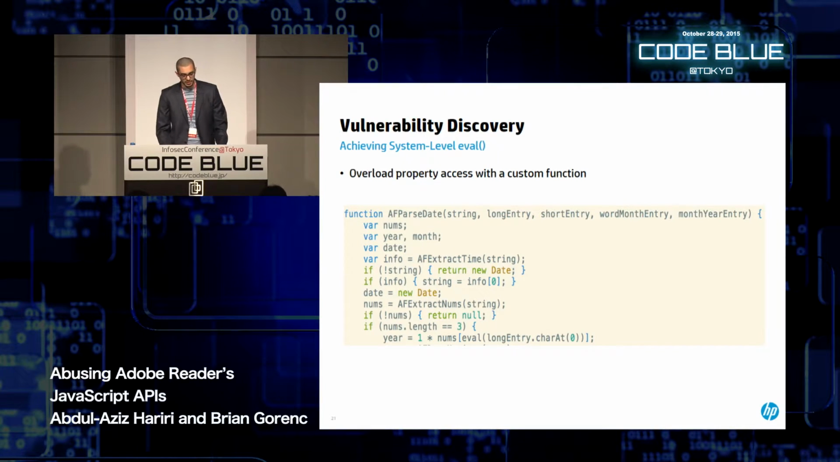All right, so this is one of the codes that we can hijack, one of the evals. As you can see, AFParseDate takes an argument called long entry, and this function is exposed to us, to the user. So basically, we can forge long entry, and at the end of this function there's an eval call that calls the log entry charAt. So we can control log entry, forge charAt, and gain access to that eval. And this basically gives us a system level or root context eval.